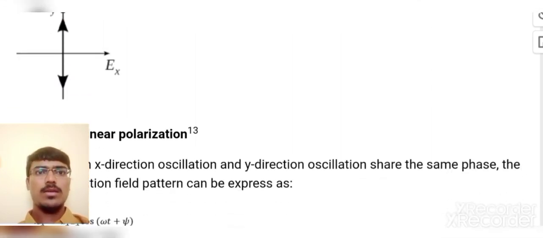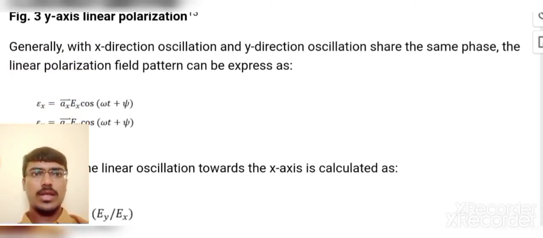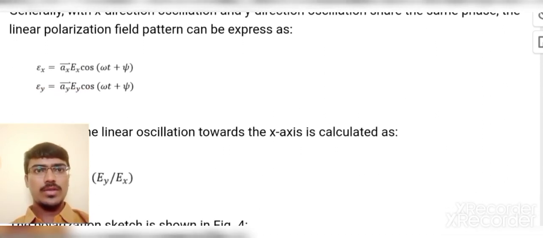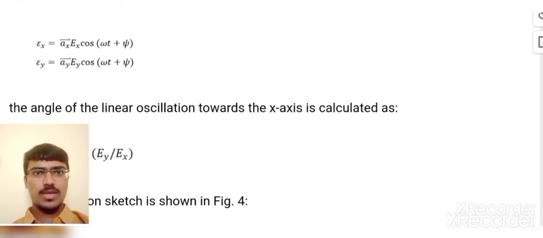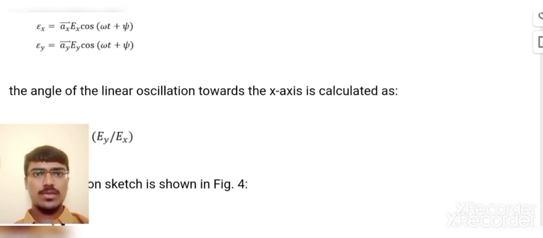This is a graph between Ey and Ex. Y-axis linear polarization. Generally, the x direction oscillation and y direction oscillation share the same phase. The linear polarization field pattern can be expressed as Ex equal to Ex cos(omega t plus xi), Ax bar, Ey equal to Ey cos(omega t plus xi).